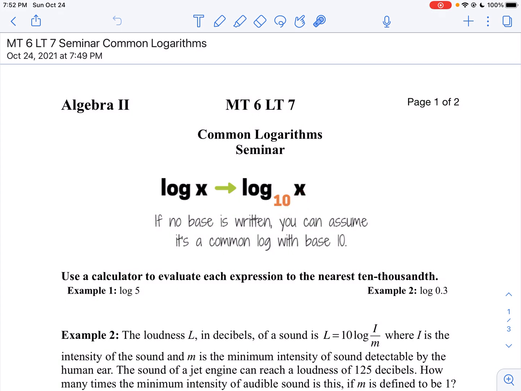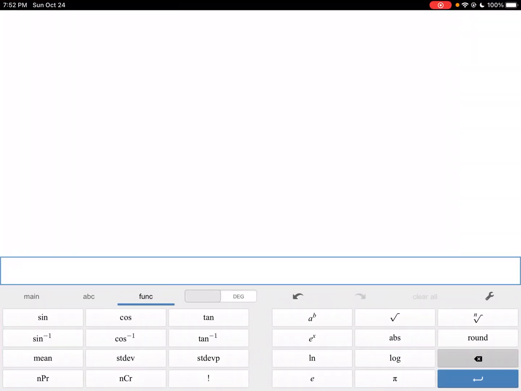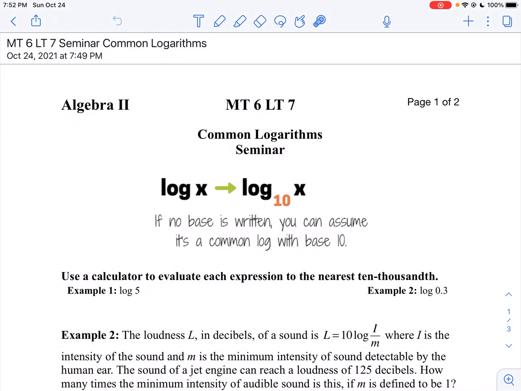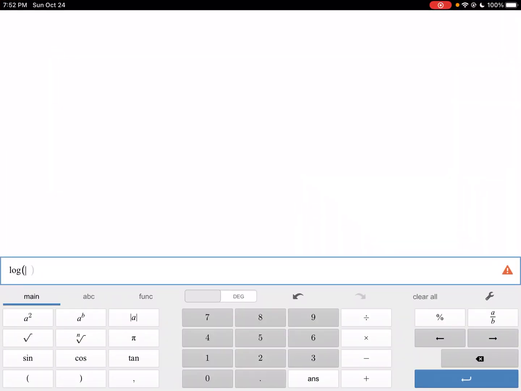So in example 1, if we're going to use our calculator to find the common logarithm of 5, well, we'll just take our calculator out and we're going to take the log of, in this case, what did I say, 5? Yeah, the log of 5. And we'll say 0.6990.